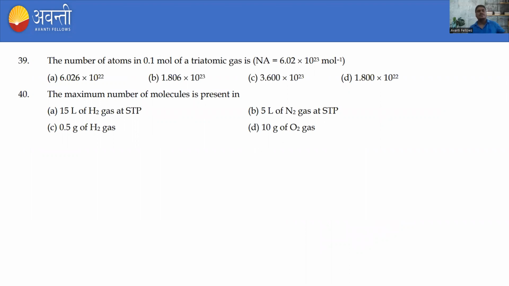Now, the number of atoms in 0.1 mole of triatomic gas. This question is also very much similar. Just remember this: a molecule of triatomic gas has 3 atoms. So given the number of moles of gas is 0.1, how many moles of atoms will it be? Triatomic means 3 atoms, right? So just multiply 3 into 0.1. So how much will it come to?